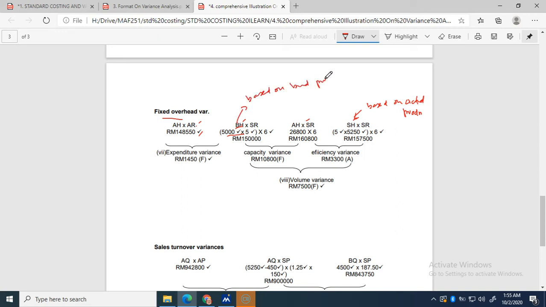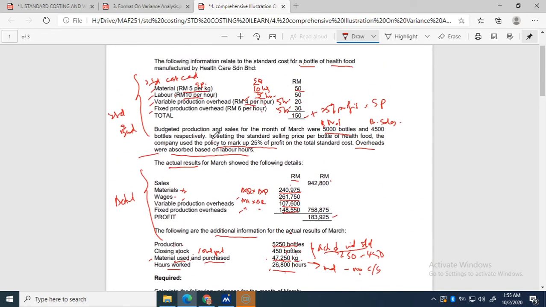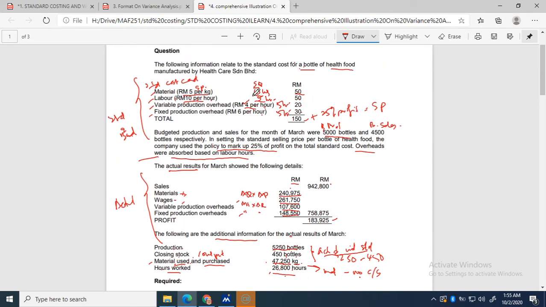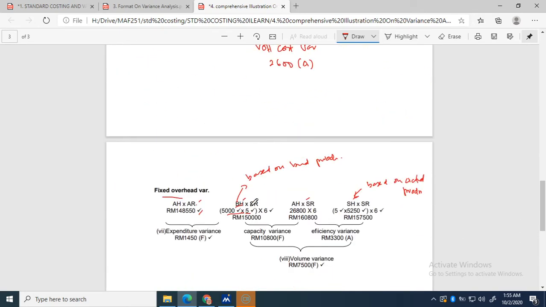budgeted production. So that's why the 5 hours per unit is still the same. We use labor, so 5 hours per bottle, per unit. But you want to multiply by how many bottles. If you use standard hours, you multiply with the actual bottles, the actual units produced, 5,250, but for budgeted hours, you multiply with the budgeted production.